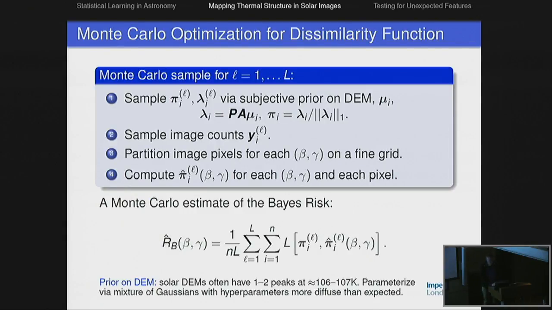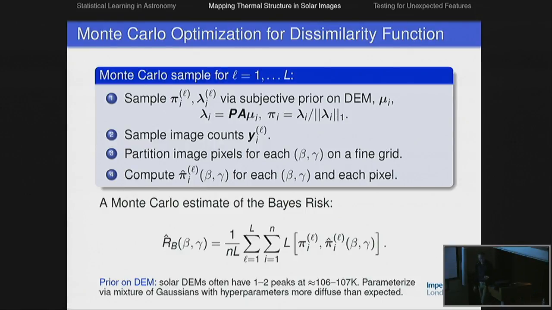So just very quickly, we come up with a subjective prior on the DEM. There are some details about that at the bottom there, but I'm not going to go into that, because it's not a statistical question, but rather what we think are likely patterns for the DEM. We generate DEMs according to that prior distribution. And if I have a DEM, I can then compute the lambda and the pi using the formulas from earlier on.